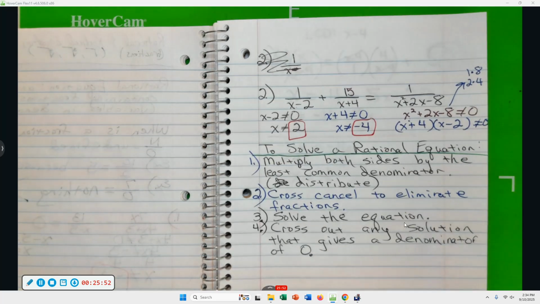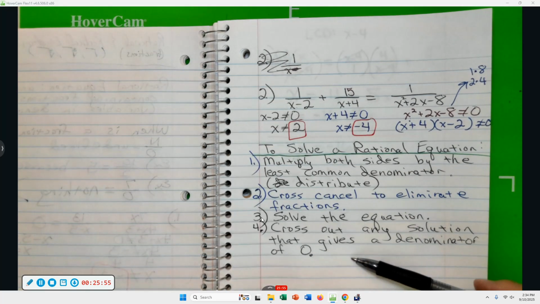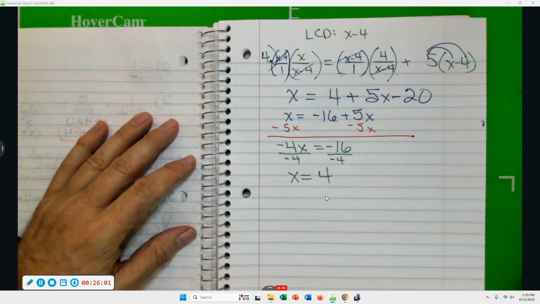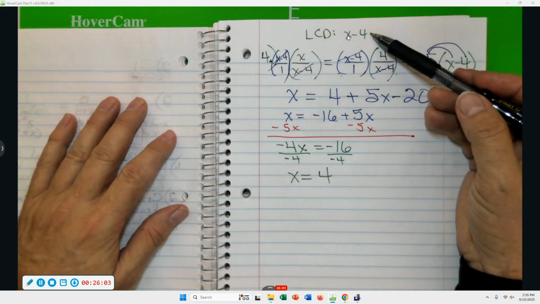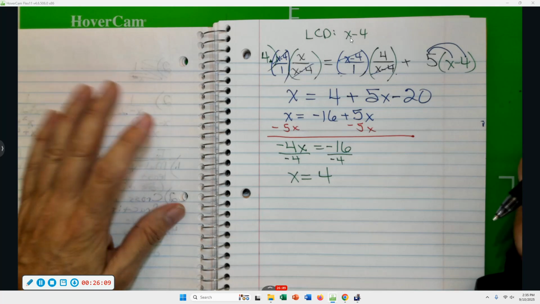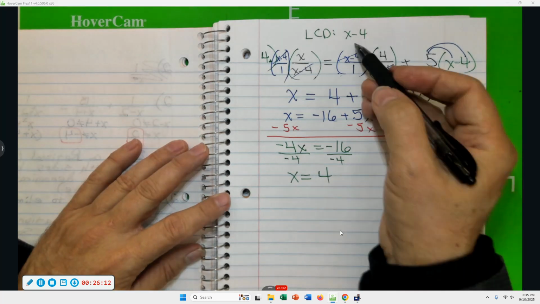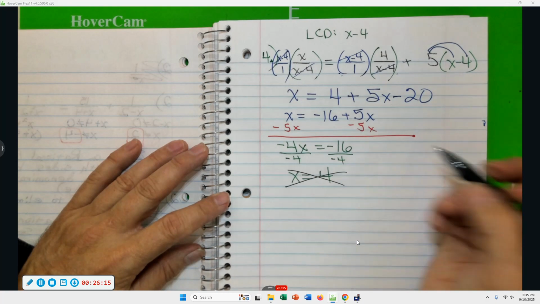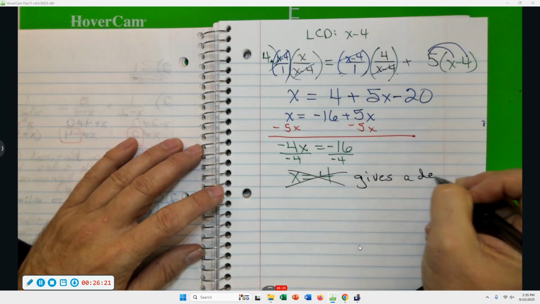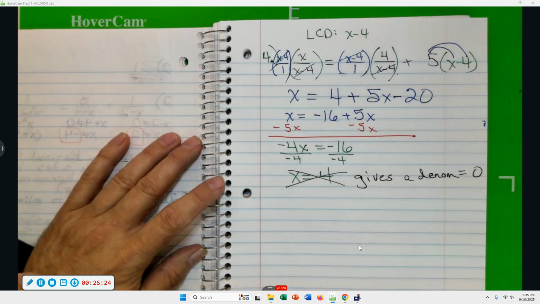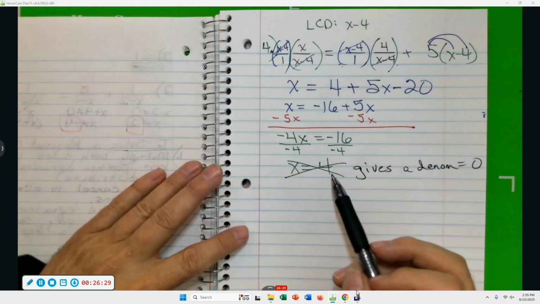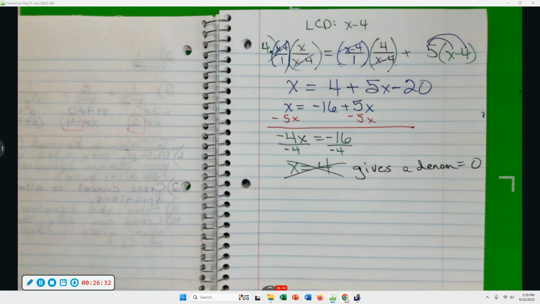That's the third step. Now we have to make sure that any number we get doesn't give us a denominator of 0. We got a solution of x equals 4. Our denominator was x minus 4. If you plug that 4 into that denominator, what are you about to get? A 0. You have to discard it because 4 gives a denominator equal to 0. All that effort, and it turns out there isn't a solution. Actually, you found something: no solution. Look, switch back to the problem.